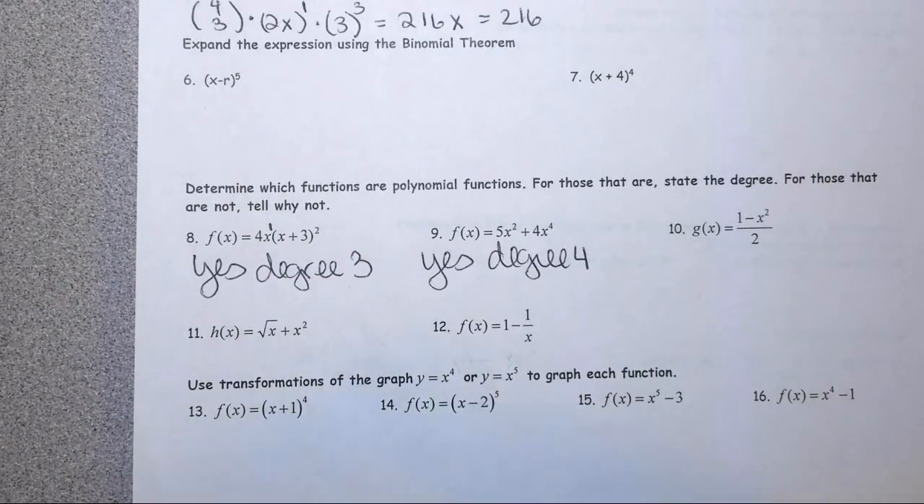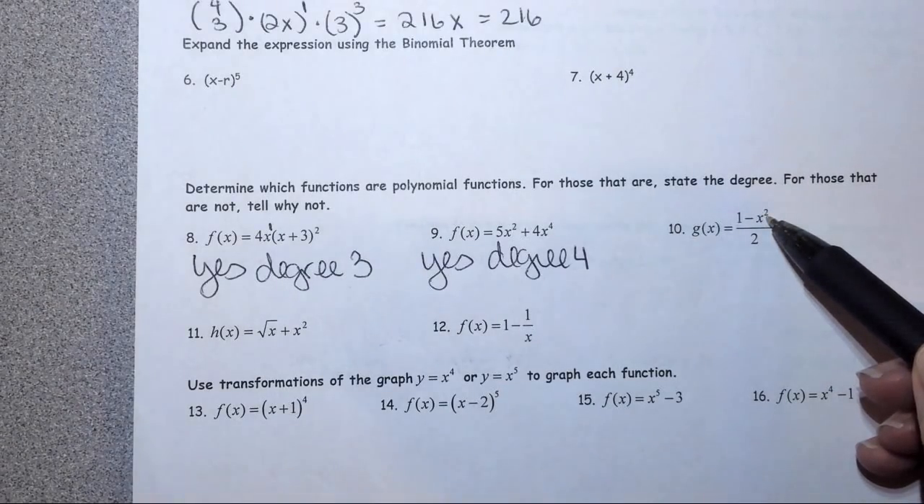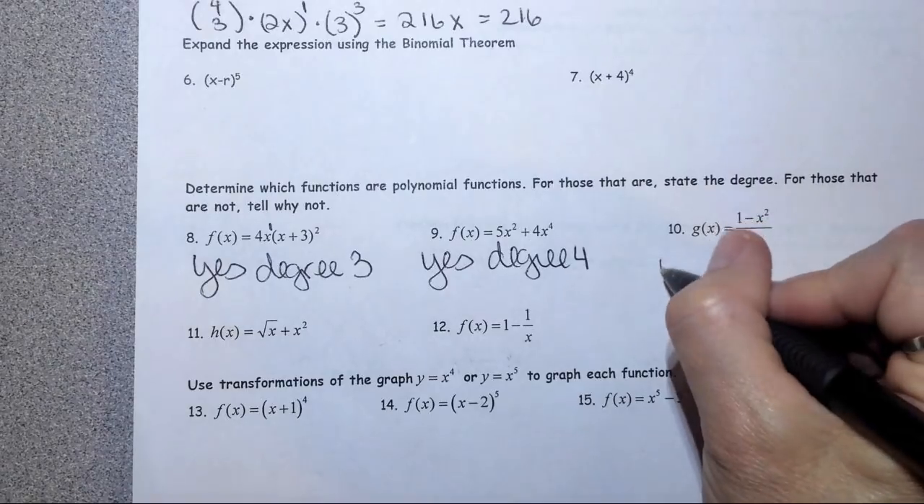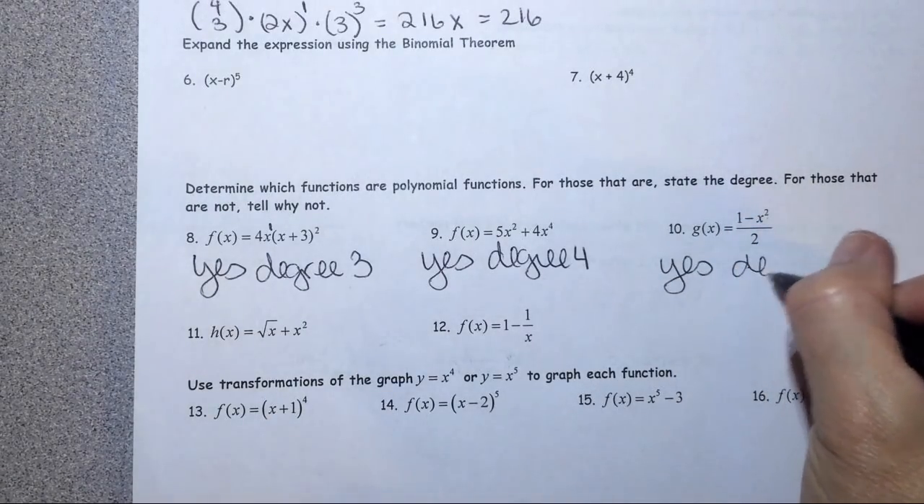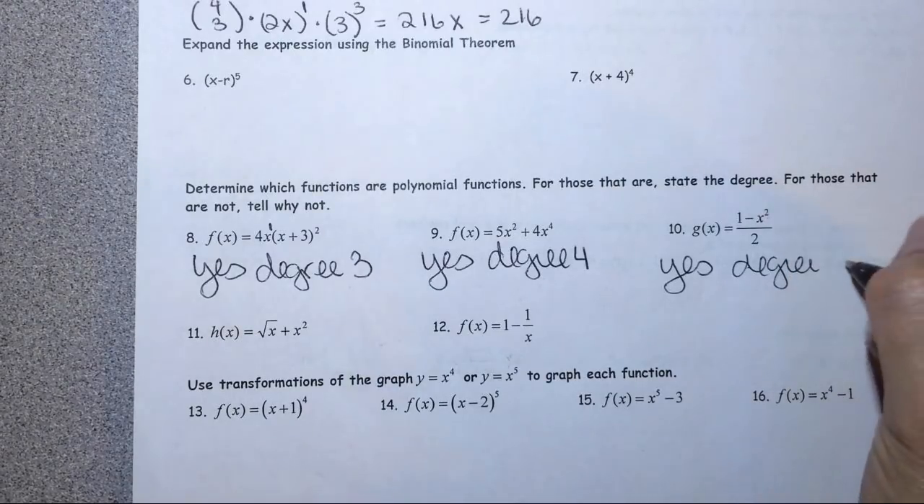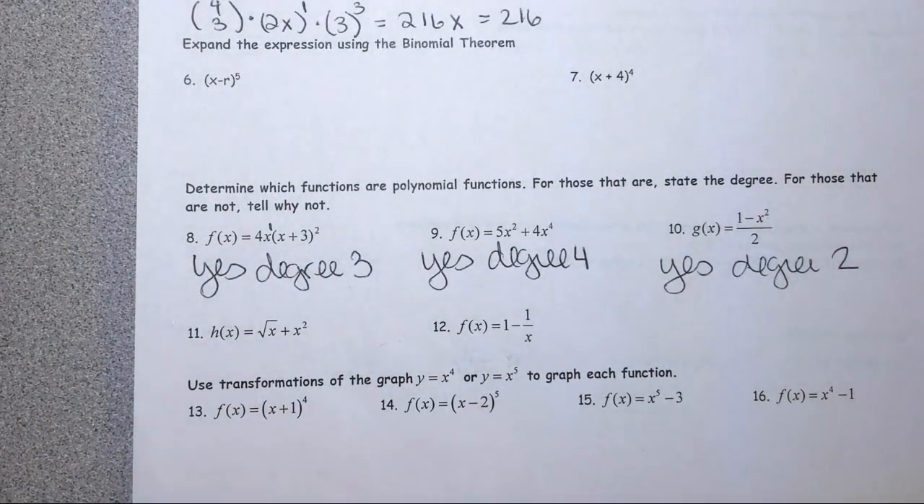I do have an exponent of 2, but it's positive and it's not a fraction, so we're good. And again, there's no imaginary numbers. So yes, this is a polynomial. The biggest exponent in here is 2, so it's degree 2.